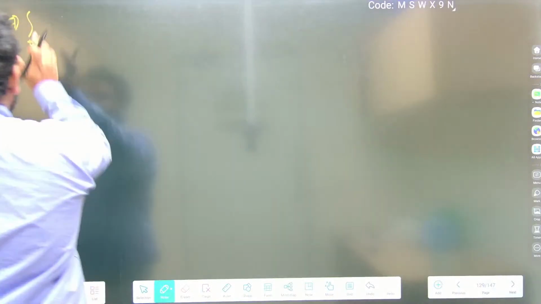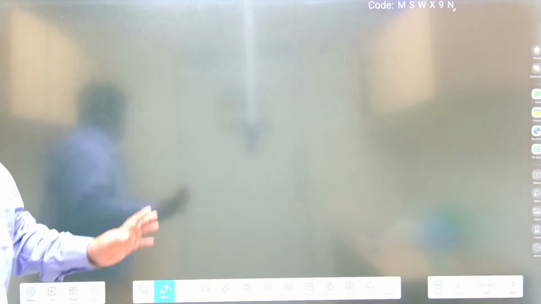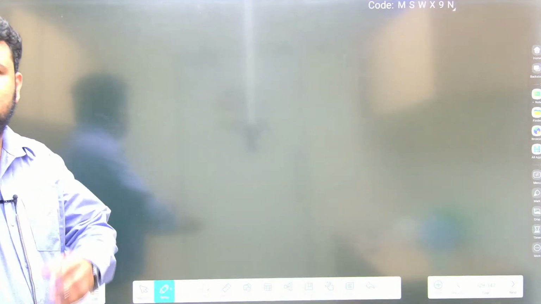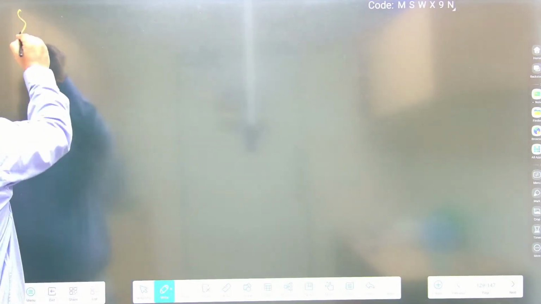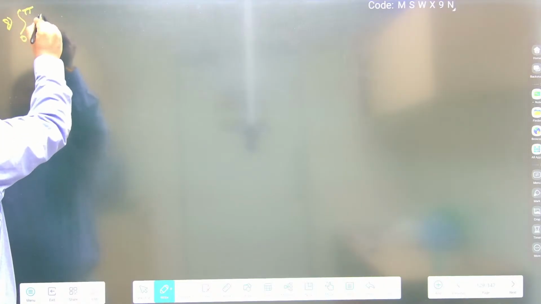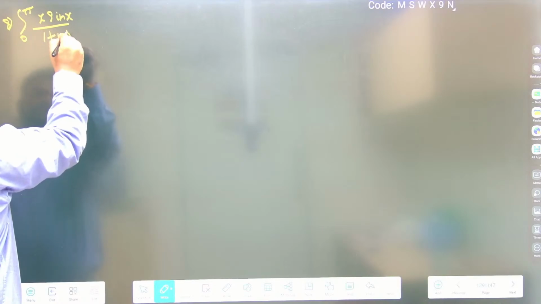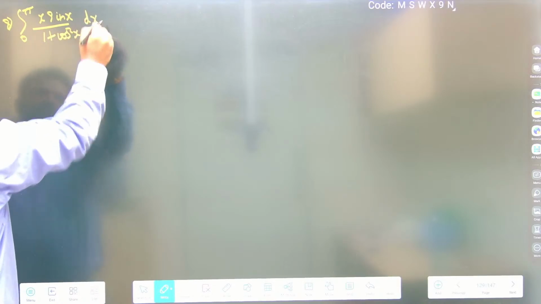8th question, correct na? The integral from 0 to pi of x sin x by 1 plus cos square x dx. This is the 8th question, friends. The question that we are solving is the 8th question. Observe carefully. So this is the integral from 0 to pi of x sin x by 1 plus cos square x dx. This is what you have.